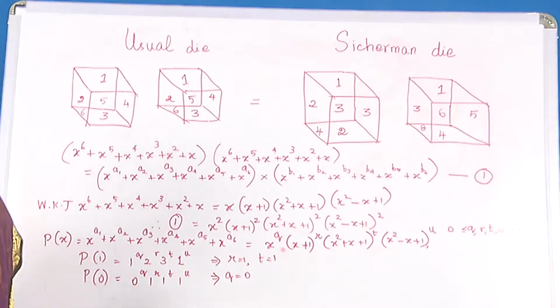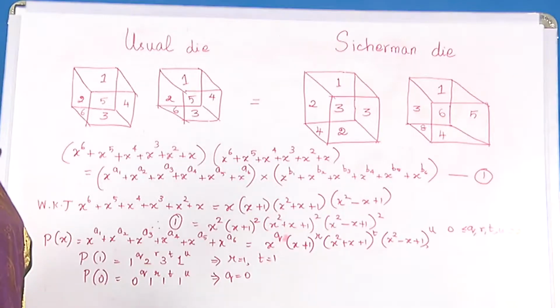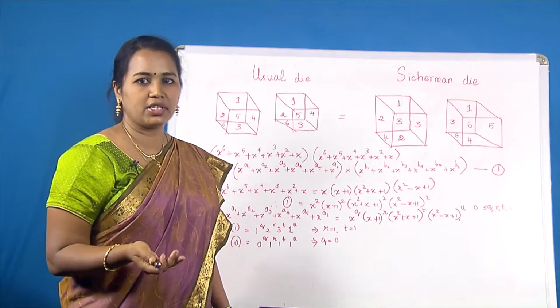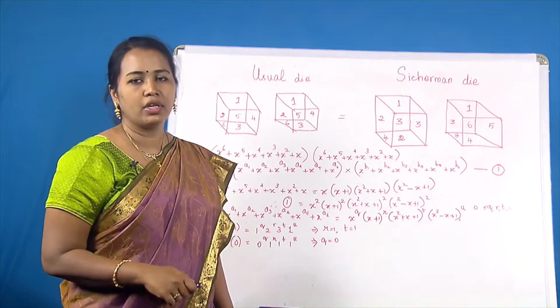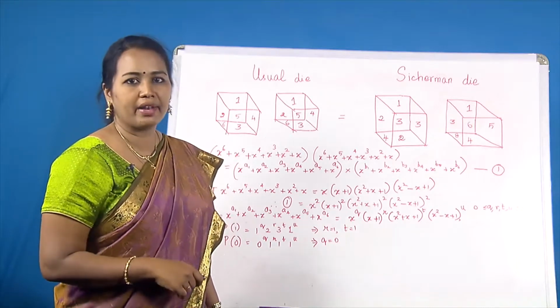So, the irreducible factors are not going to change, but the powers can change. Therefore, you will have x to the power q, (x plus 1) the whole power r, (x squared plus x plus 1) the whole power t, (x squared minus x plus 1) the whole power u, where q, r, t and u lie between 0 and 2. They can have the values either 0 or 1 or 2. Let us restrict this further, the possibilities for these 4 parameters.